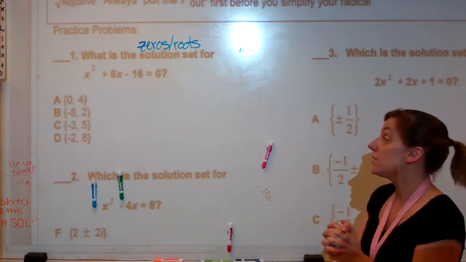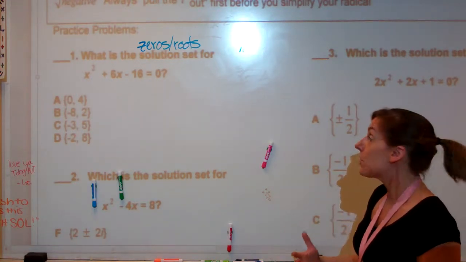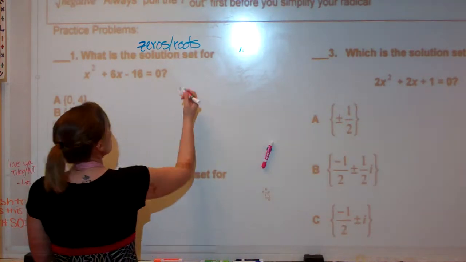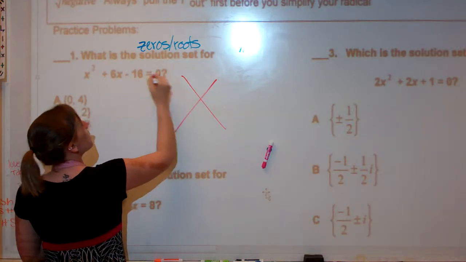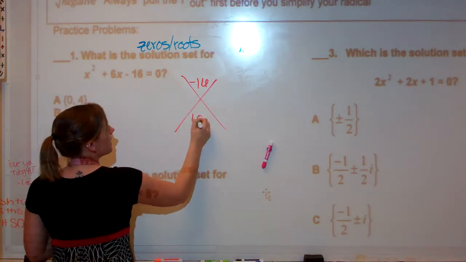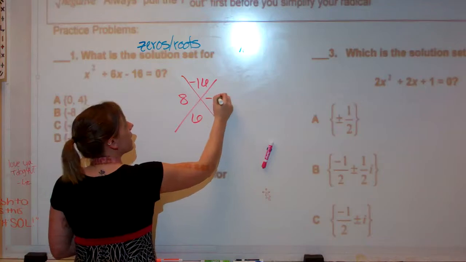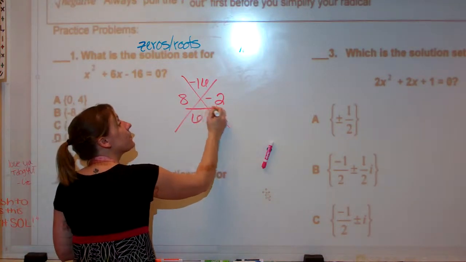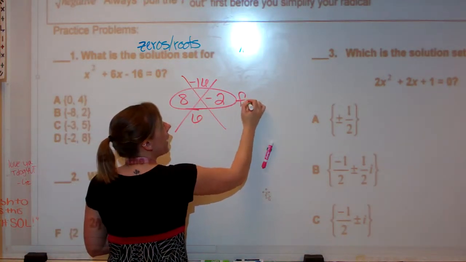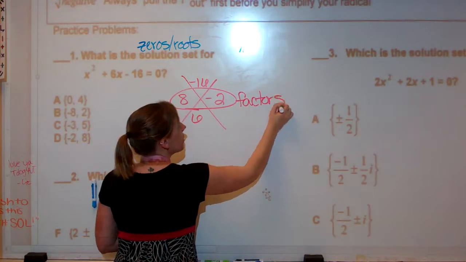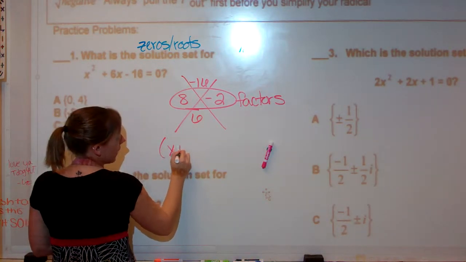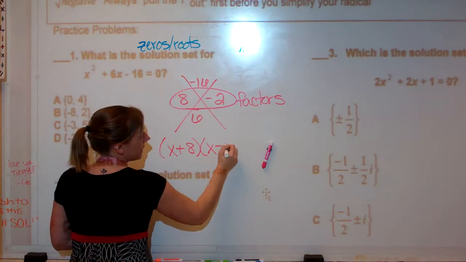Some people wanted to factor it, which is perfectly fine. When we factor it, what multiplies to negative 16 and adds to 6? And people realize that's an 8 and a negative 2. But be careful, these are factors. They are not solutions. So that means the factors are x plus 8 and x minus 2.